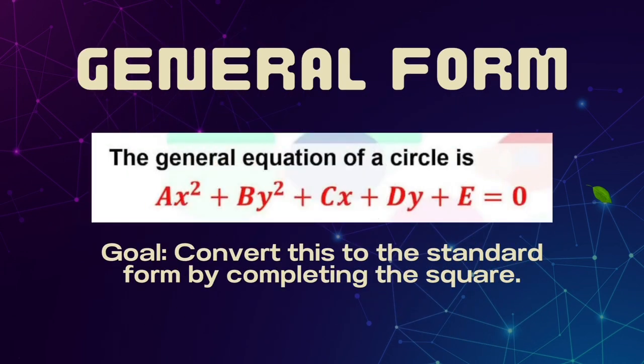Now we jump into the general form of a circle. Not all equations will look this nice. Sometimes we see something messy like this: ax^2 + by^2 + cx + dy + e = 0. This is called the general form of a circle. Our goal is to turn this into the standard form by completing the square.